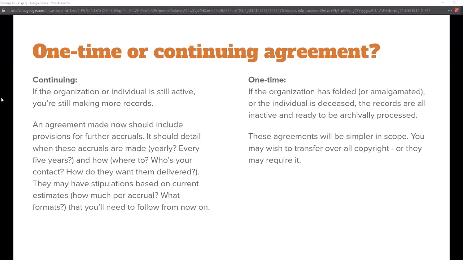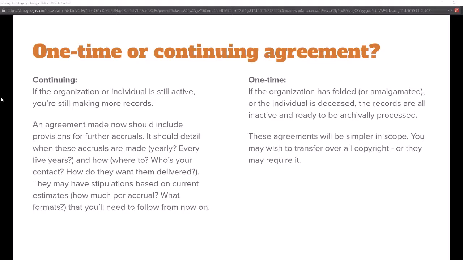So there's really only a few reasons why you would do a one-time donation. The individual would be deceased or the organization is folded, essentially. All of those records are inactive. That's a very simple agreement that you can make, but for most of the people that are listening to this, you're going to want to think about a continuing agreement.